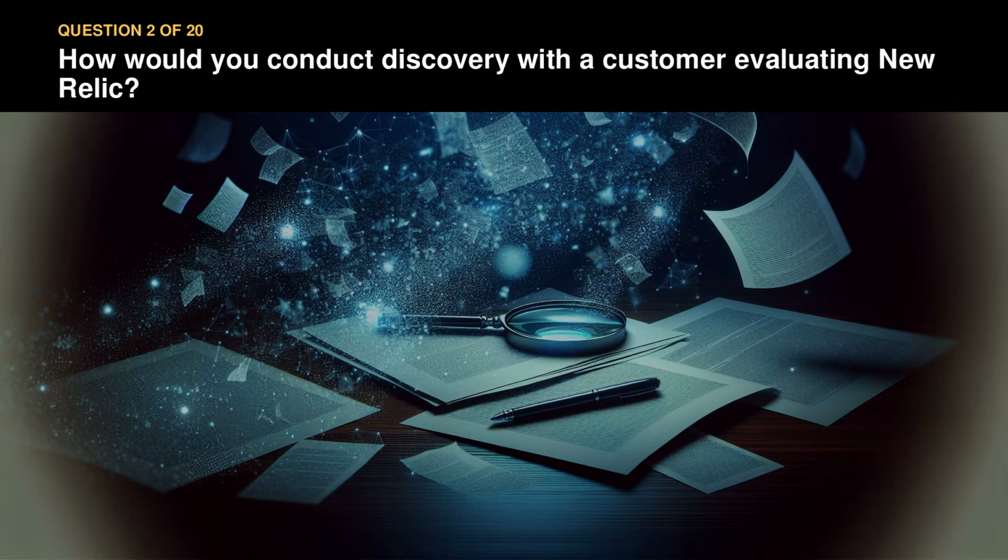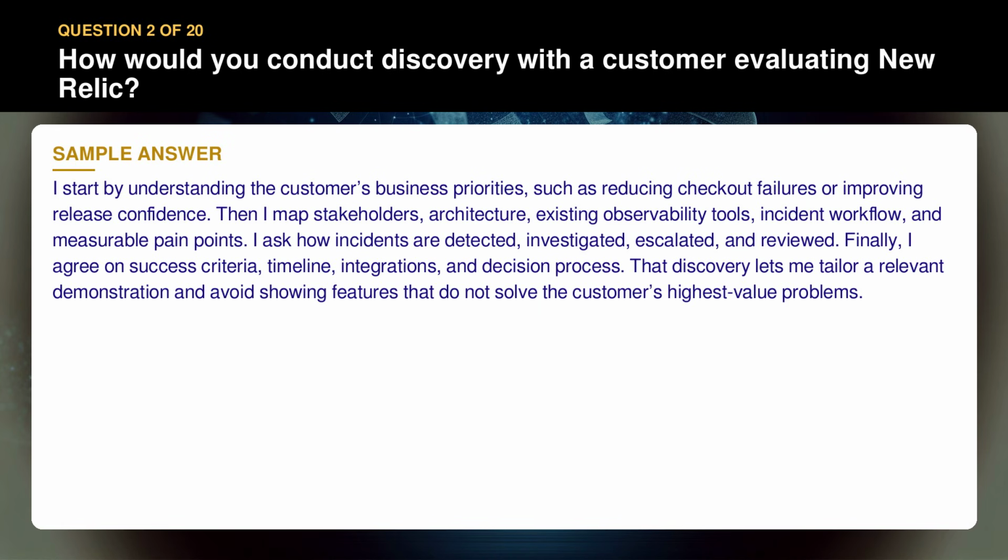Question 2. How would you conduct discovery with a customer evaluating New Relic? I start by understanding the customer's business priorities, such as reducing checkout failures or improving release confidence. Then I map stakeholders, architecture, existing observability tools, incident workflow, and measurable pain points. I ask how incidents are detected, investigated, escalated, and reviewed. Finally, I agree on success criteria, timeline, integrations, and decision process.